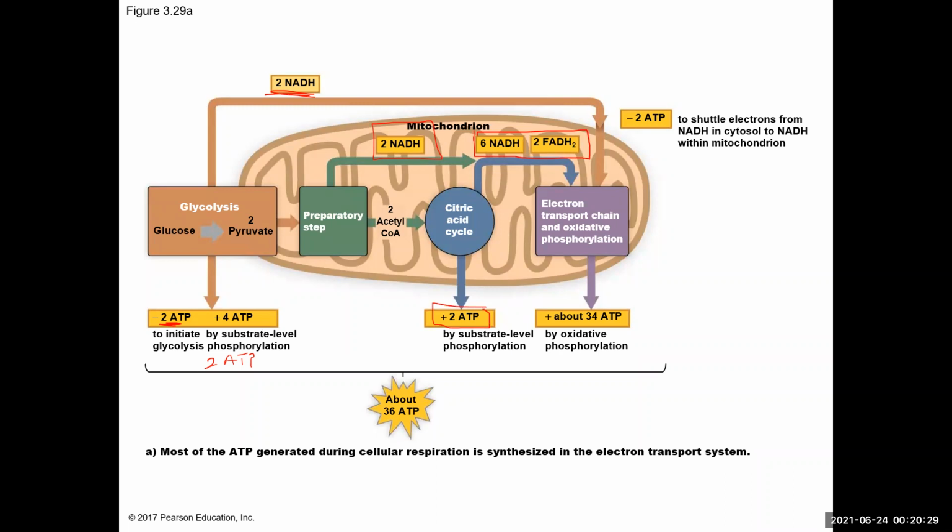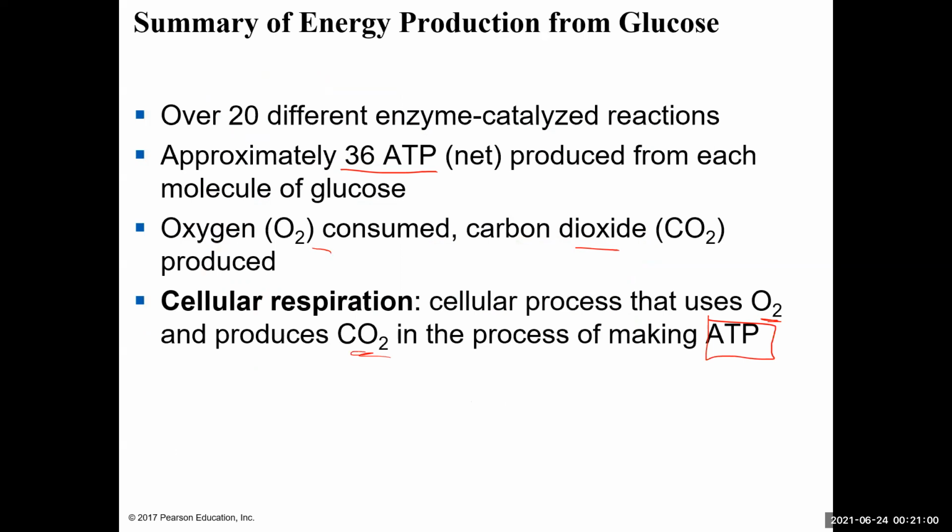ATP is used to shuttle electrons from the NADH in the cytosol into the mitochondria. So the NADH from glycolysis, this stage here, needs ATP to travel. And so then you get about 34, so 32, 34, depending on the efficiency. And so you end up with about a total of 36 net ATP molecules.